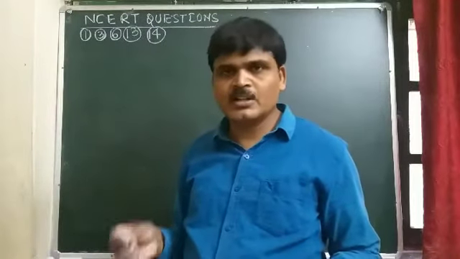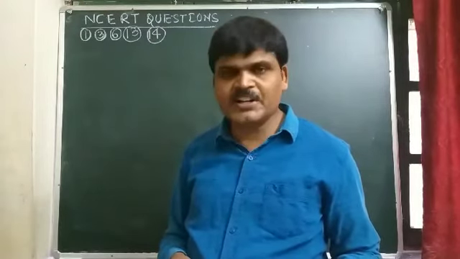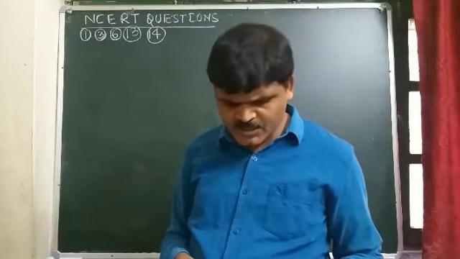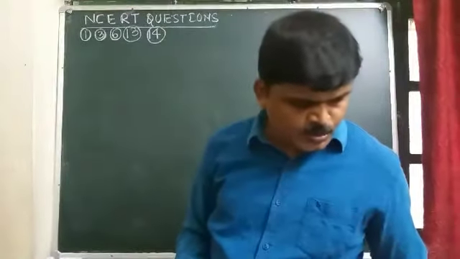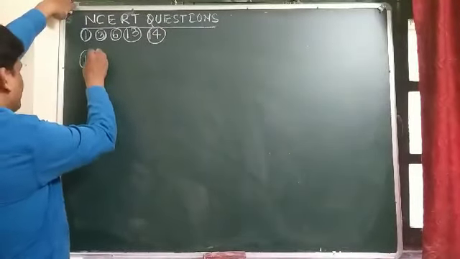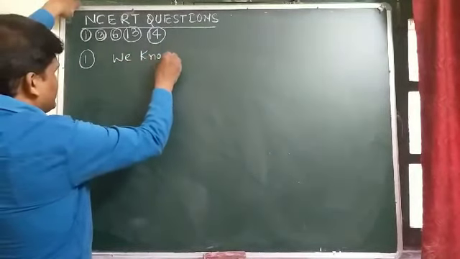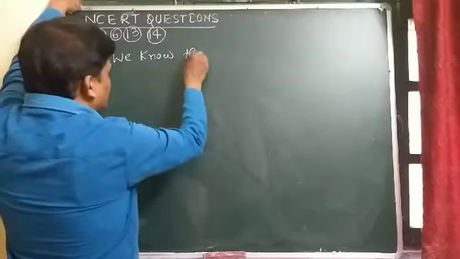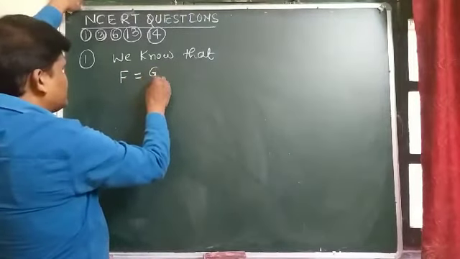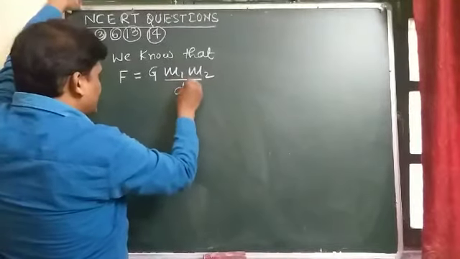So student, listen carefully. First question: how does the force of gravitation between two objects change when the distance between them is reduced to half? We know that the gravitational force acting between two objects is G m1 m2 by d square.